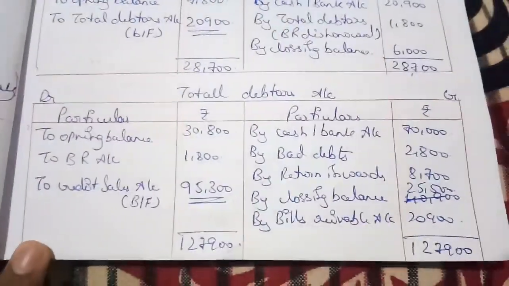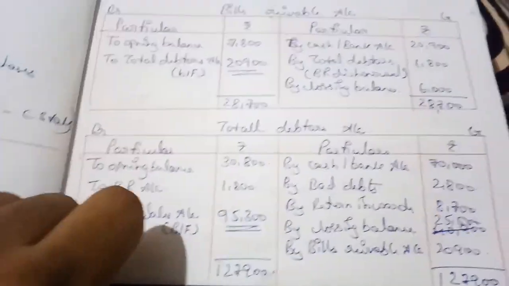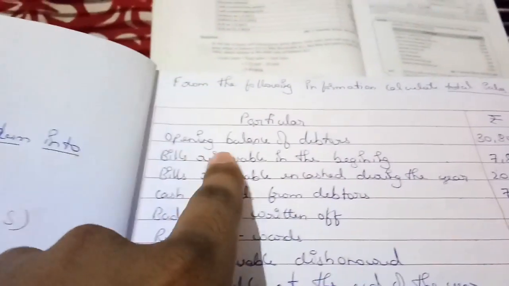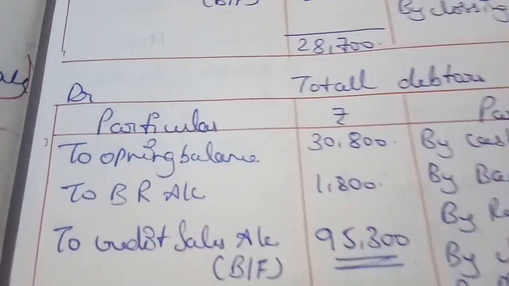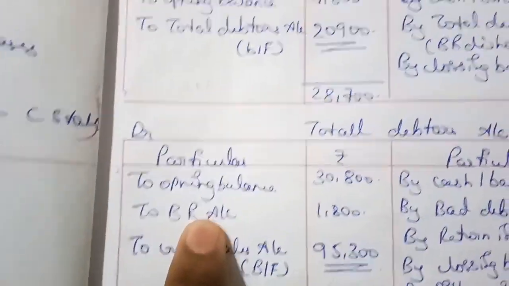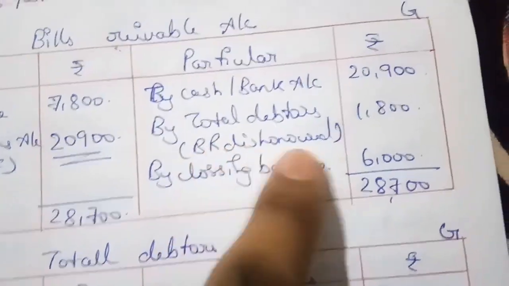So guys, we have finished the total debtors account. Now we'll see how we have done. To opening balance, here we have the opening balance of debtors, that is 30,800. And next is the BR account. This BR account, where did it come from? See here, total debtors, bills dishonored.